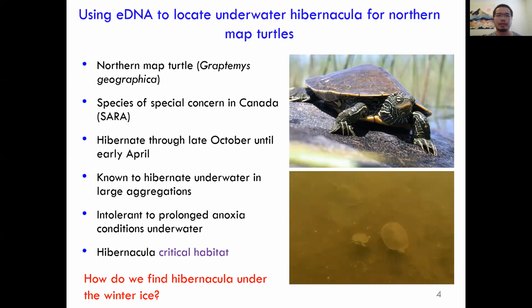Interestingly, this turtle hibernates in large aggregations, where hundreds of turtles hibernate at the same time, and they keep going back to the same sites year after year. So these hibernation sites could be very critical to their population survival, could be critical habitat. The problem for us is, how do we find such habitat without being able to go under the ice to see them ourselves? On the bottom right, this picture is where we tried to photograph them under the ice. But using environmental DNA, can we find habitat under the ice during wintertime?